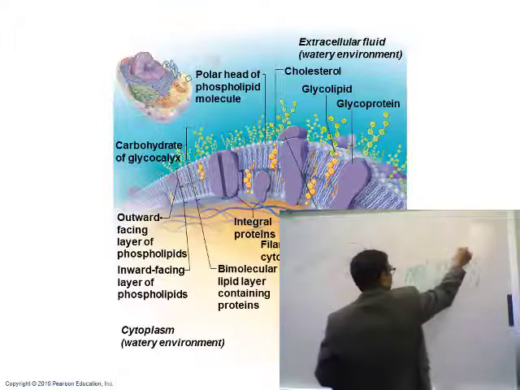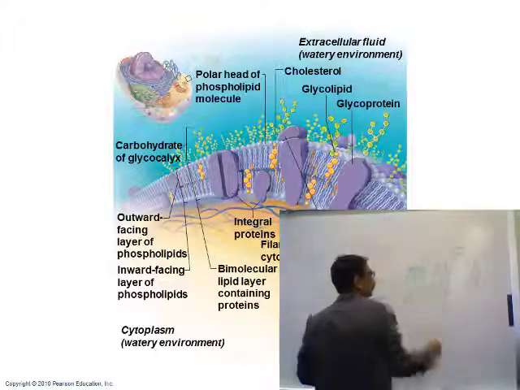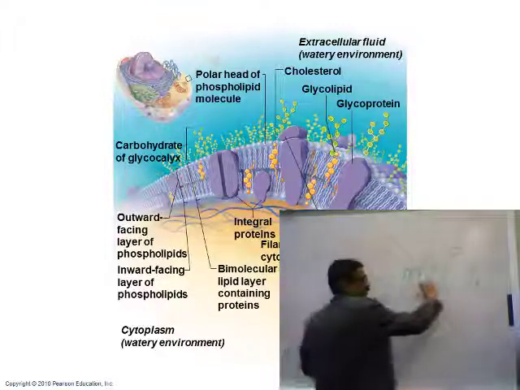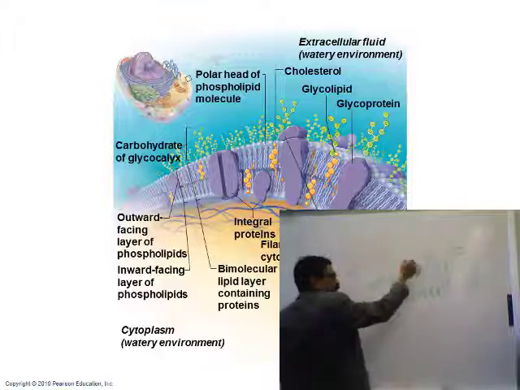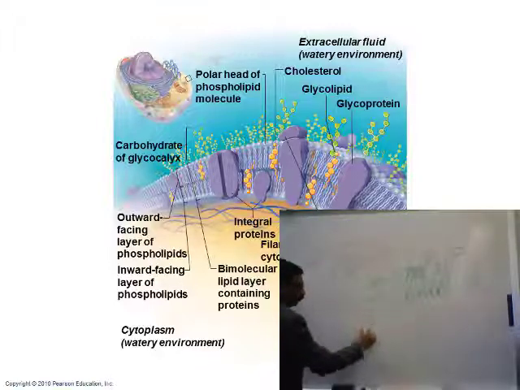Now, this is a layer of phospholipid, this is another layer of phospholipid, and these are phospholipid molecules. So if you see one phospholipid, it has a head part and a tail portion. Head part is also called the polar end, and tail part is also called non-polar.